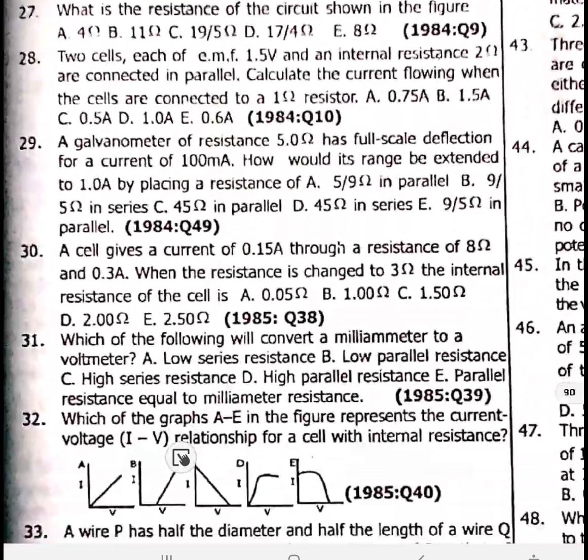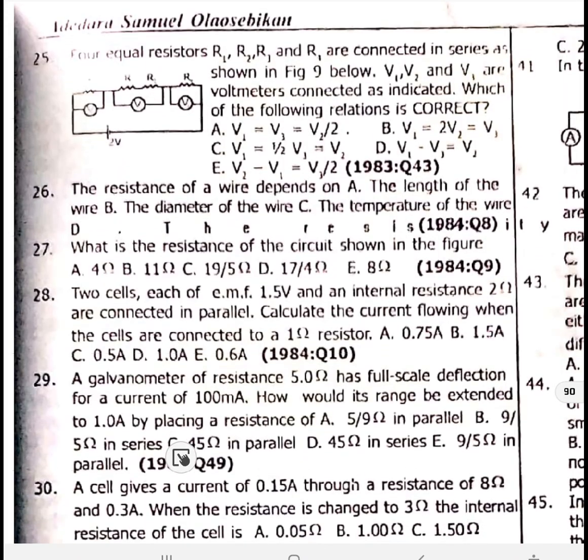24, calculation. A lot of the questions here are calculation based. For resistance, 25, supposed to be four equal resistors. So 4 resistors, R1, R2, R3, and R4 are connected in series as shown in figure 9 below. V1, V2, and V3 are voltmeters connected as indicated. Which of the following relations is correct? There should be a demonstrative part to this also.